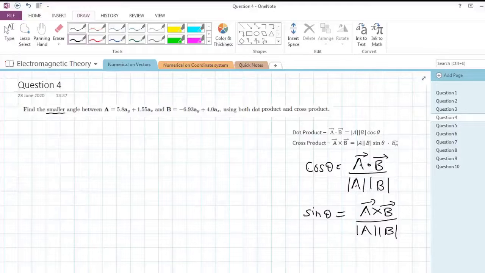But in the sin theta term, you can see that A cross B in the numerator will result in a vector quantity. So with a vector quantity we cannot find sin inverse. To make it a scalar, we have to find the magnitude in the numerator as well. So let us apply this. Let us do it step by step.